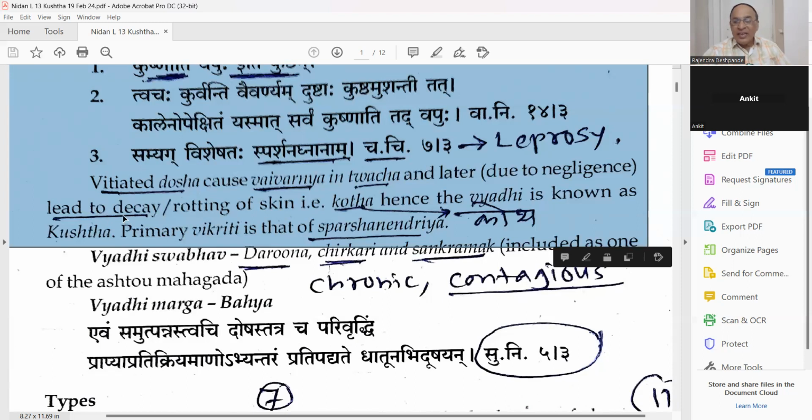Here, decay or rotting is called koth in Sanskrit. Hence the name Koth Kushtha. Koth Kushtha. Very near. Are you getting it? So the primary vikruti is that of Sparshanendriya. Tvacha is a Sparshanendriya, tactile sensation.